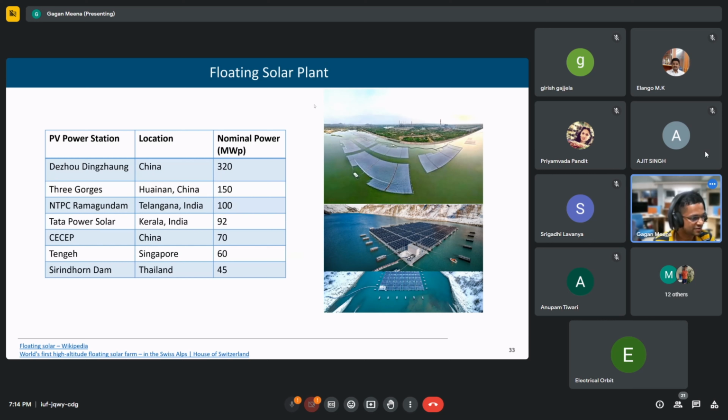Let me tell them. Anyone else want to try? There is a very important reason. 71 percent of the globe is surrounded by water. It's okay, water is there, but what is the benefit of putting a solar plant on a water body? That is the main question here. It's a very important point.